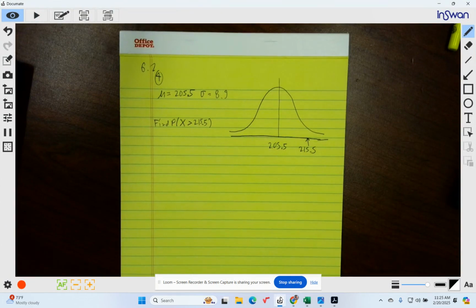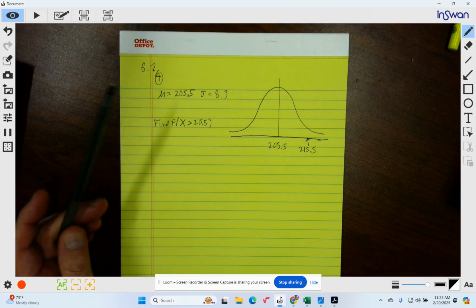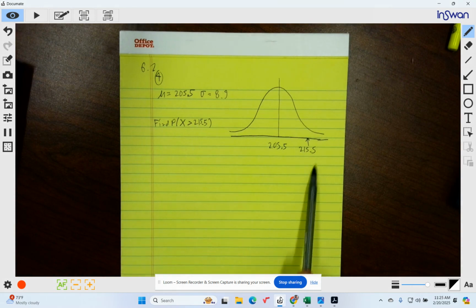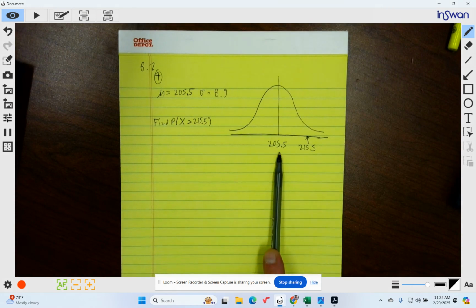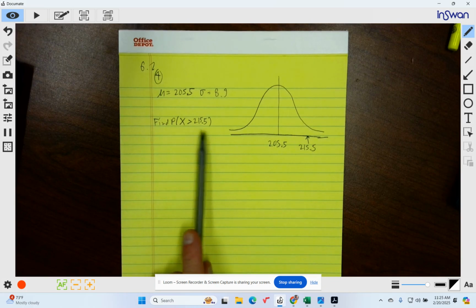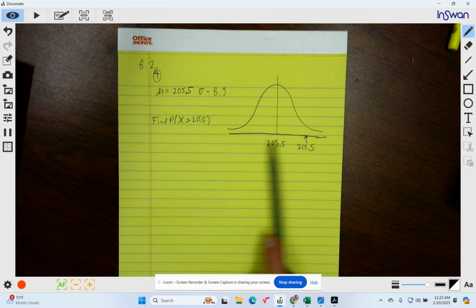I drew a little picture. I wrote the information down. I've got my mean of 205.5. I've got my standard deviation of 8.9. I created a little normal curve right here with 205.5 in the middle. And we're interested in the probability that an individual distance is greater than 215.5. So that's going to be obviously somewhere above the mean.